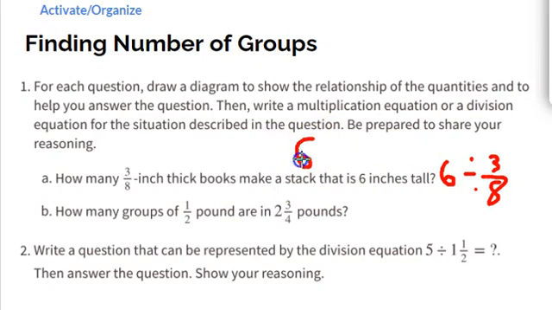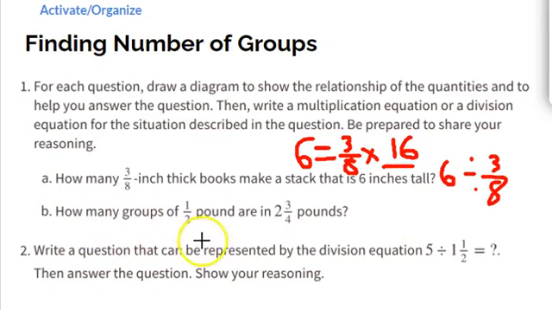Or 6 is equal to 3/8 times what number? Well, think about it. You're going to have some number up here that when you divide it by 8, it makes 6, right? It's 48. 3 times what makes 48? 16. 16 books.